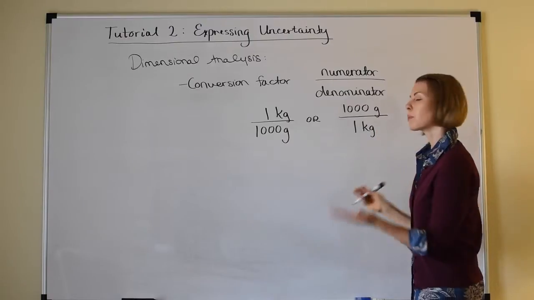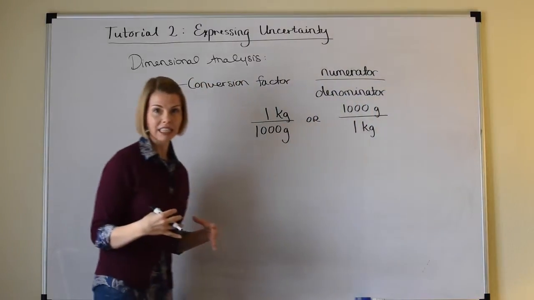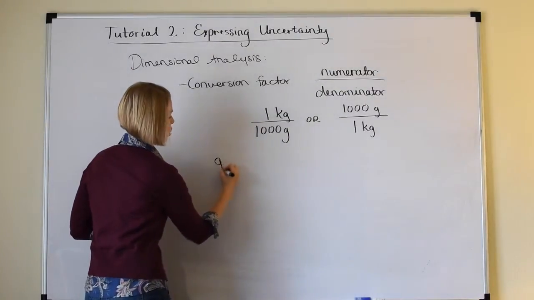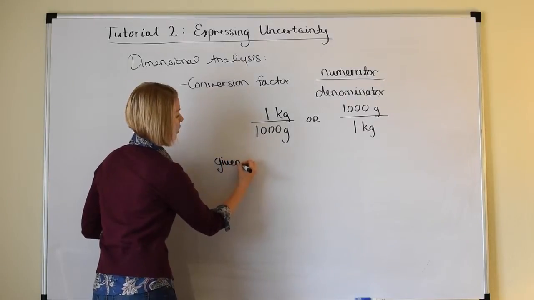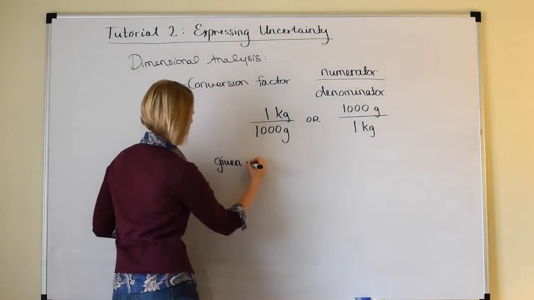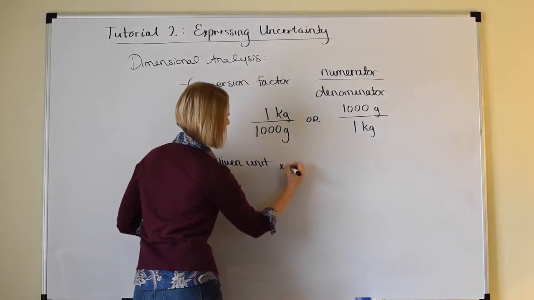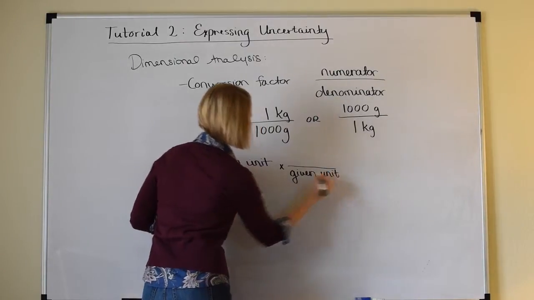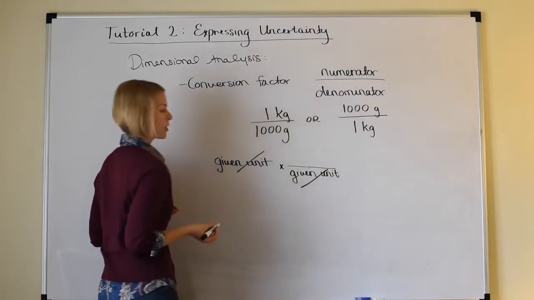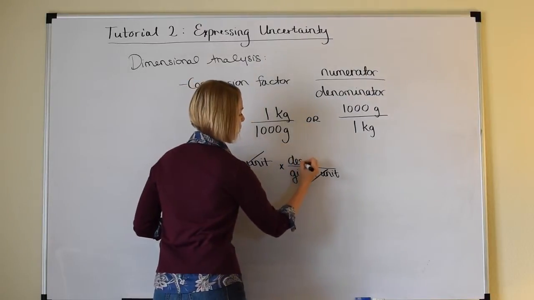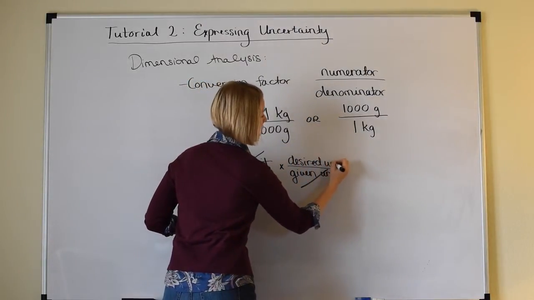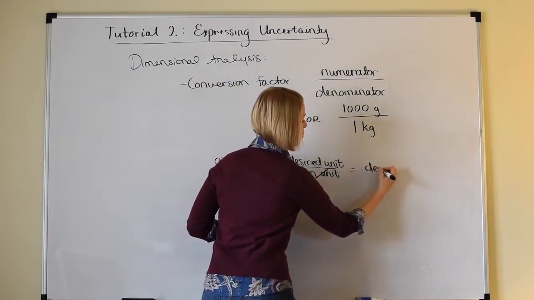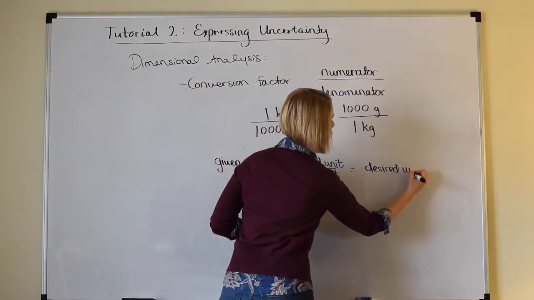Okay. But then when you go to set up your problem with dimensional analysis, you're going to set the conversion factor up such that the given unit will cancel out and your desired unit will not cancel out. Your given unit, you want that to cancel, so you're going to set up your conversion factor so that one is in the numerator and one is in the denominator, and they cancel out. And your desired unit, the one you're trying to convert into, that's going to be the one that doesn't cancel, which means that your final answer will be expressed in the desired unit.